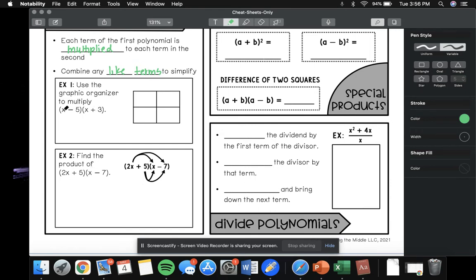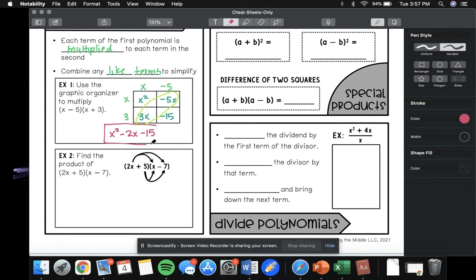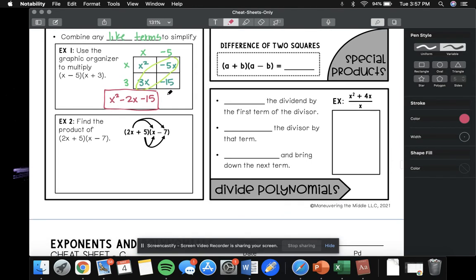Okay, so we could do x minus 5 and then x plus 3 and then just do some multiplication: x times x, x times 3, -5 times x, and -5 times 3. Okay, and then we notice that these are like terms and can be added together. So our final product would be x squared, 3 minus 5 is -2x, and then -15.